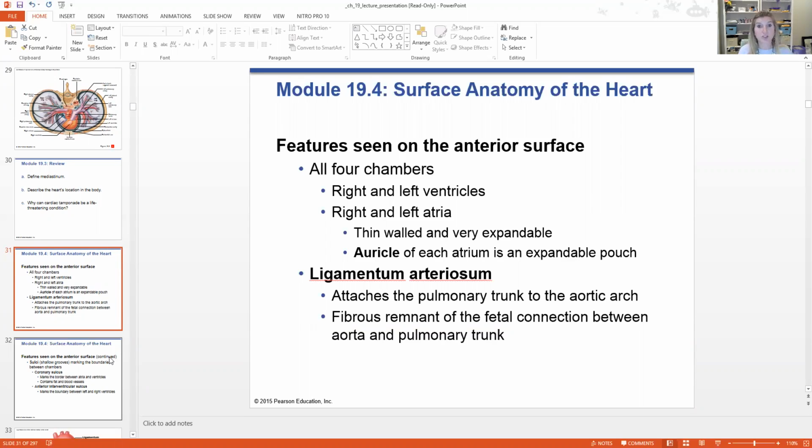The ligamentum arteriosum, which should sound familiar from last chapter. It's a ligament that attaches the pulmonary trunk to the aortic arch. It's the remnant of the fetal connection between the aorta and pulmonary trunk.